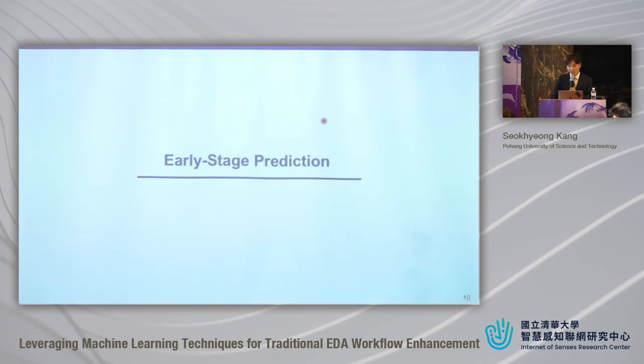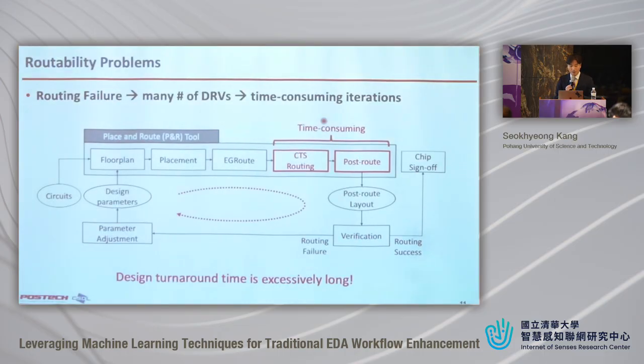The first topic is early stage prediction. In place and route, the most time consuming part is the CTS and post route. So placement takes less than one day, just a few hours, but CTS and routing takes a few days. If the routing results are not good, then we should iterate again and again. So it takes a long time, right?